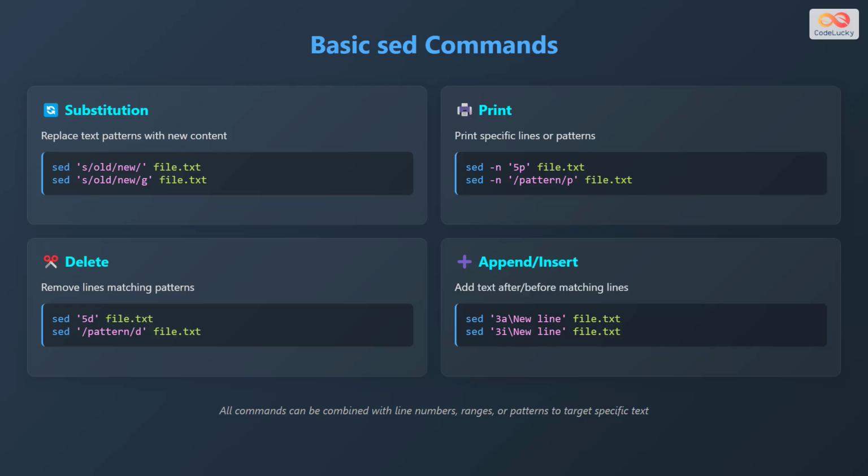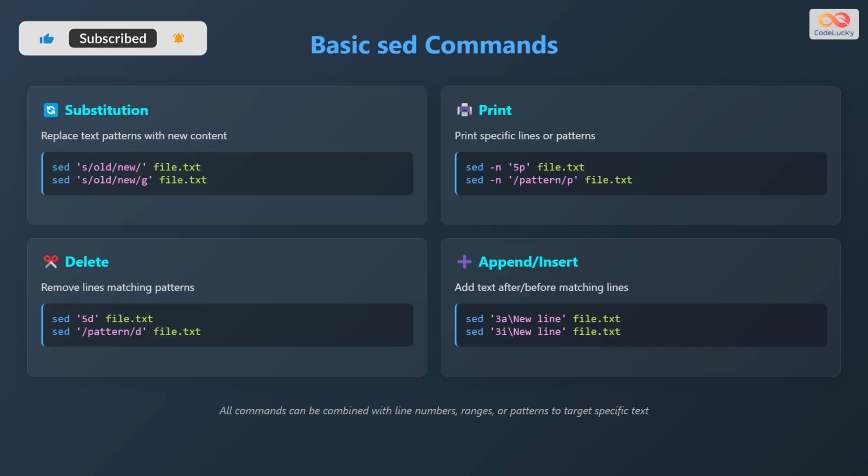Second, the print command, which allows you to print specific lines or patterns. Use sed -n '5p' file.txt to print line 5, or sed -n '/pattern/p' file.txt to print lines containing a specific pattern. Third, the delete command, used to remove lines matching certain patterns. Use sed '5d' file.txt to delete line 5, or sed '/pattern/d' file.txt to delete any line containing the specified pattern.